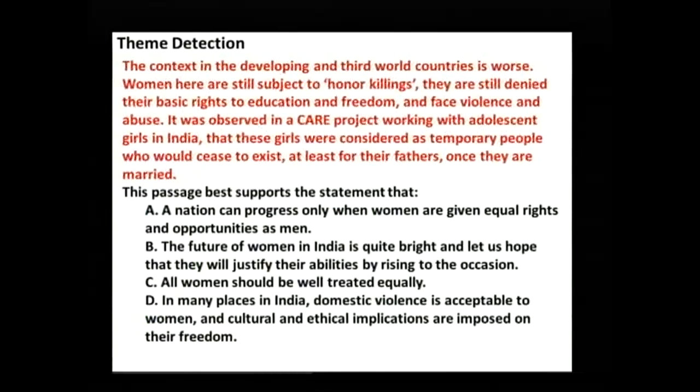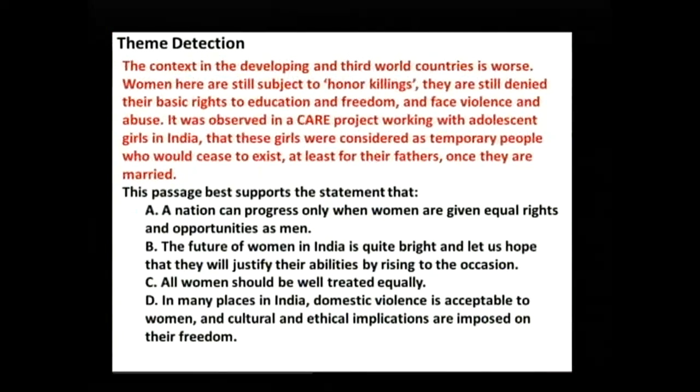It says the context in the developing and third world countries. There are developed countries, there are developing countries like India, or there are third world countries. Third world countries means where there are a lot of economic and lot of other issues like Sudan, for example Syria, for example Gambia, all these countries. These are third world countries, right? Let's read. The context in the developing and third world countries is worse. Women here are still subject to honor killing.